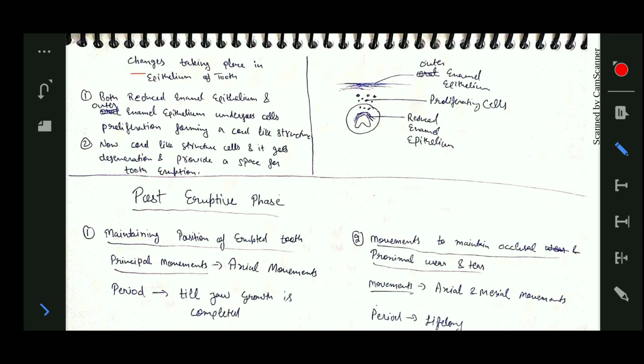Now if we look at the changes taking place in the epithelium of the tooth in the eruption phase, both the reduced enamel epithelium and the outer enamel epithelium, which are present here and here, have cells which proliferate rapidly and form a cord-like structure. After some time it degenerates, the degeneration occurs here, and the tooth germ can finally erupt in the oral cavity. So the degeneration provides the space for tooth eruption.